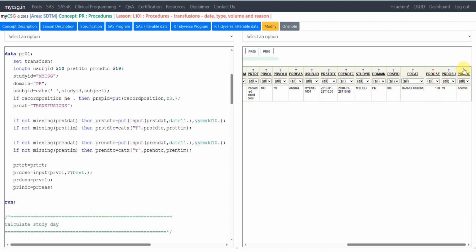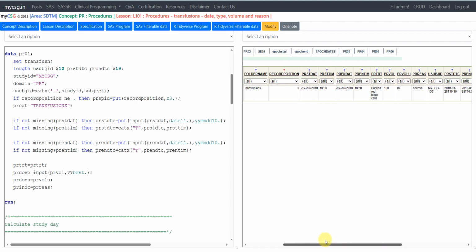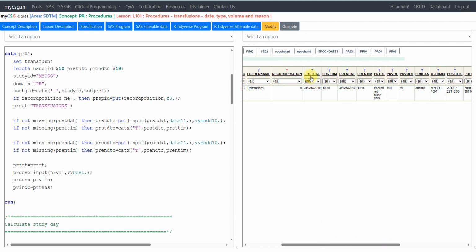And for PRINDC, this is coming from the PRREAS variable, so we have it. So let us take a quick look at our date variables as well. Here we have PRSTDAT as 28 Jan 2010 and the start time is 10:30. So let us see the ISO 8601 notation of it.